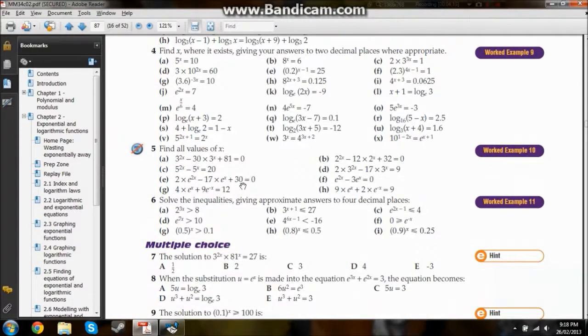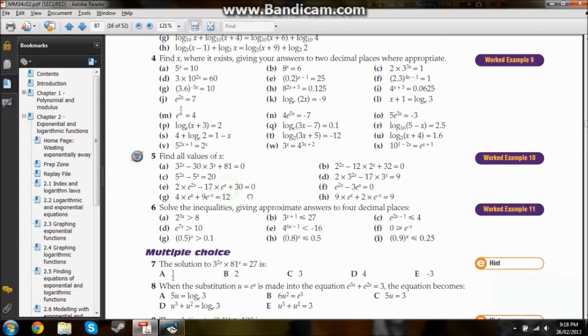5. Find all values of x. I'm going to do g. 4 times e to the x plus 9 e to the power of negative x equals 12. Now this took me a while to figure out, not sure why, but it's a pretty difficult question.